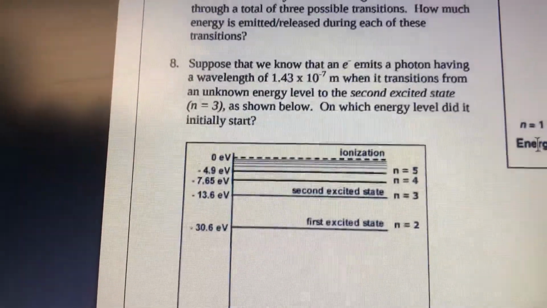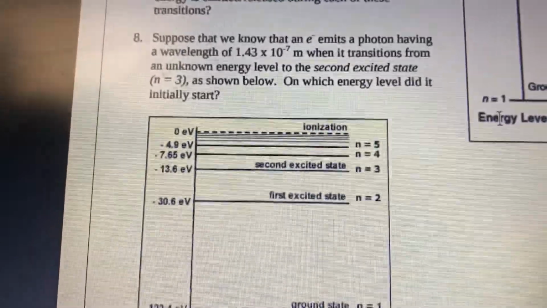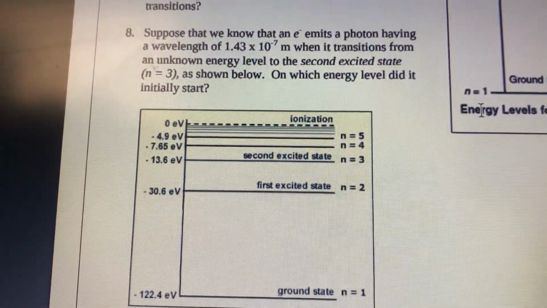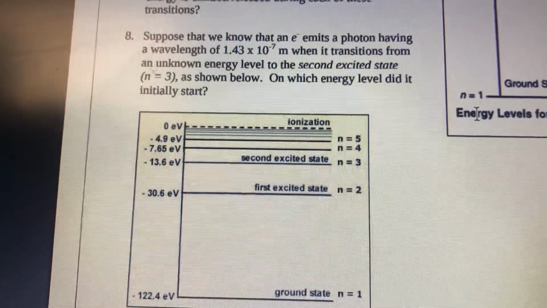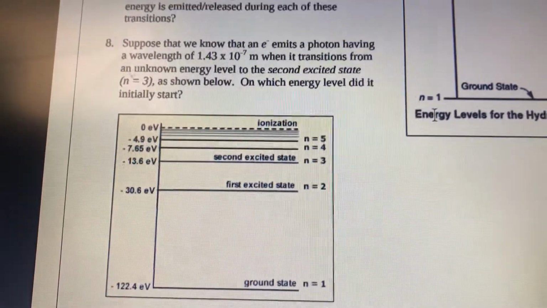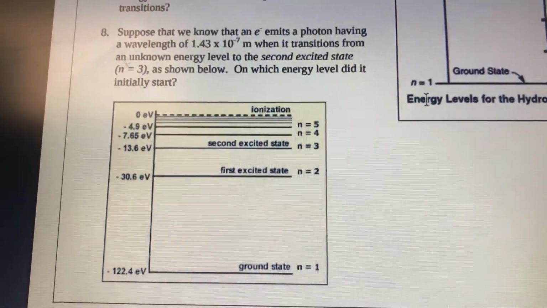Suppose that we know that an electron emits a photon having a wavelength of 1.43 times 10 to the negative 7 meters as it transitions from an unknown energy level to the second excited state, n equals 3, as shown below. On which energy level did it initially start? So first, we want to convert 1.43 times 10 to the negative 7 to our frequency.